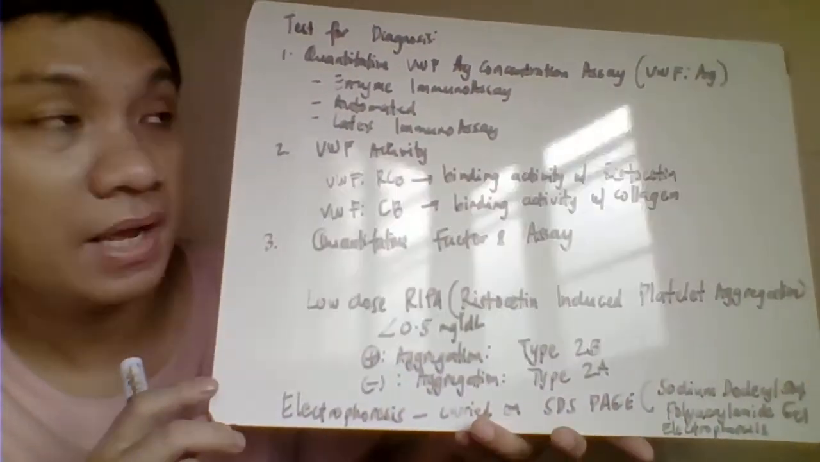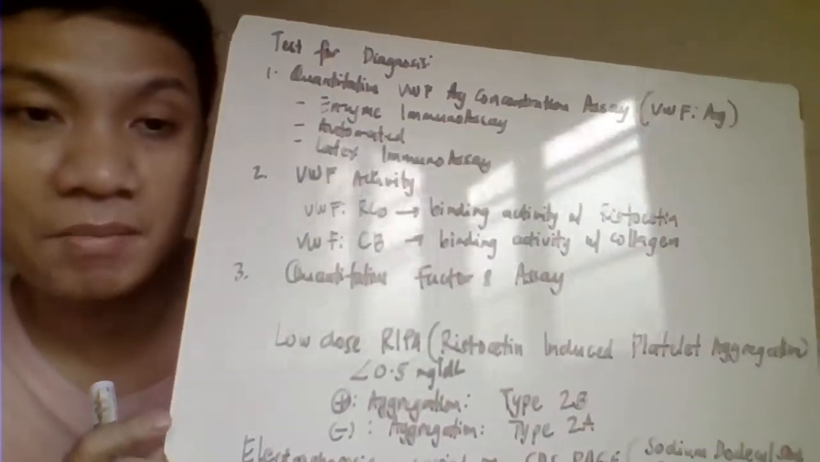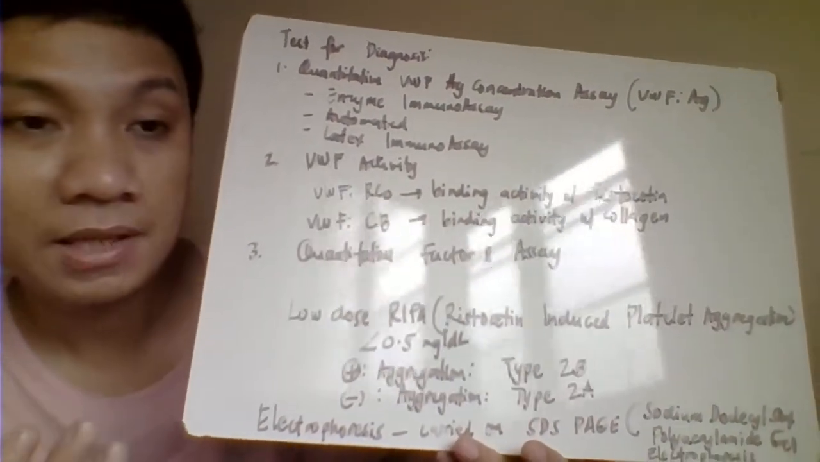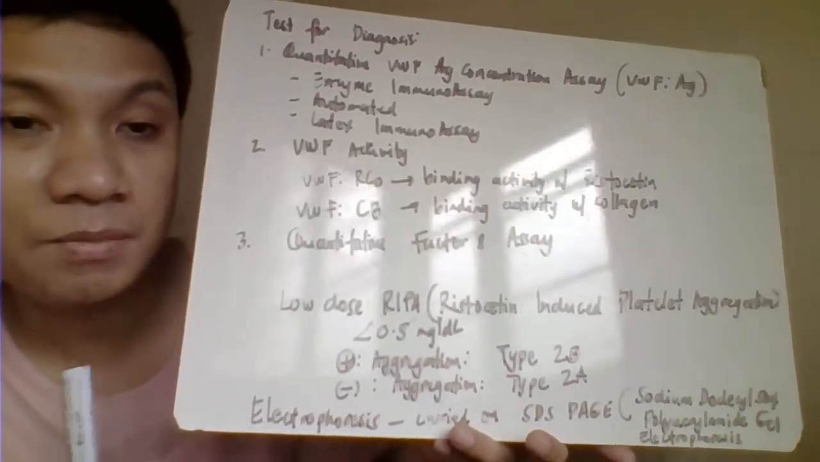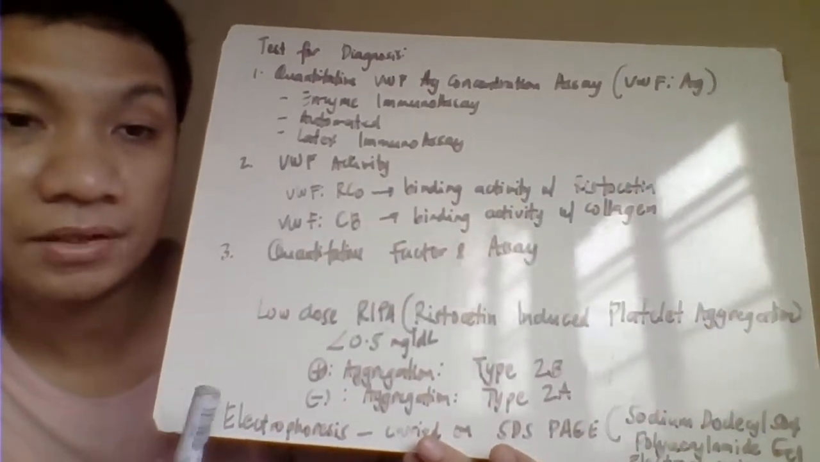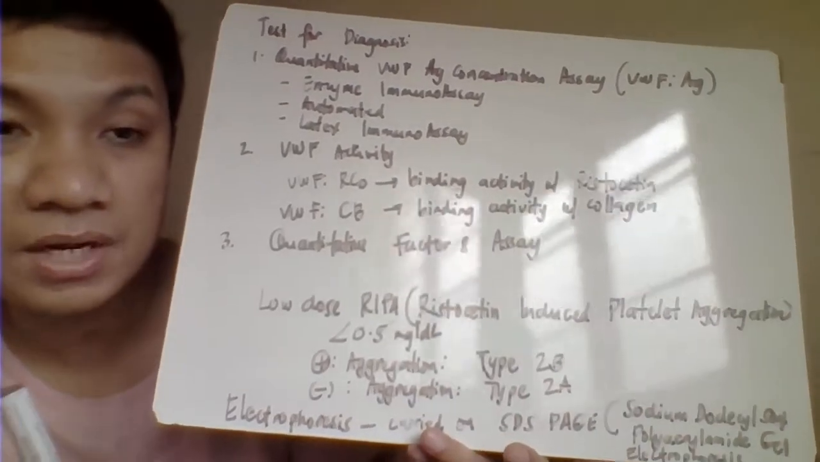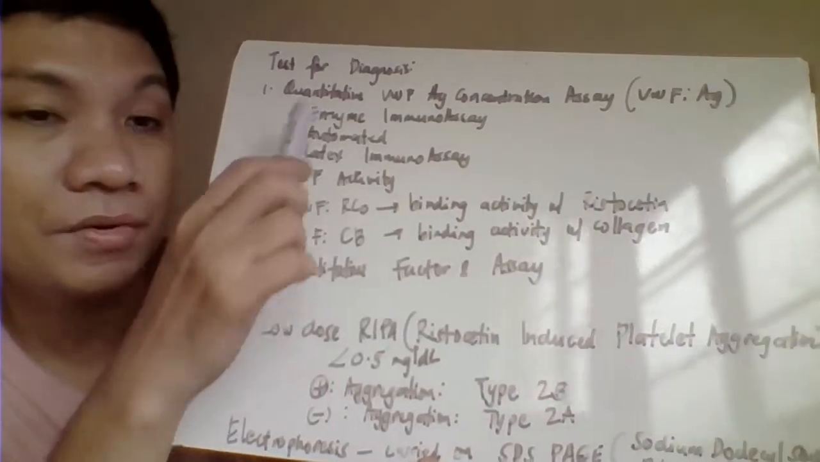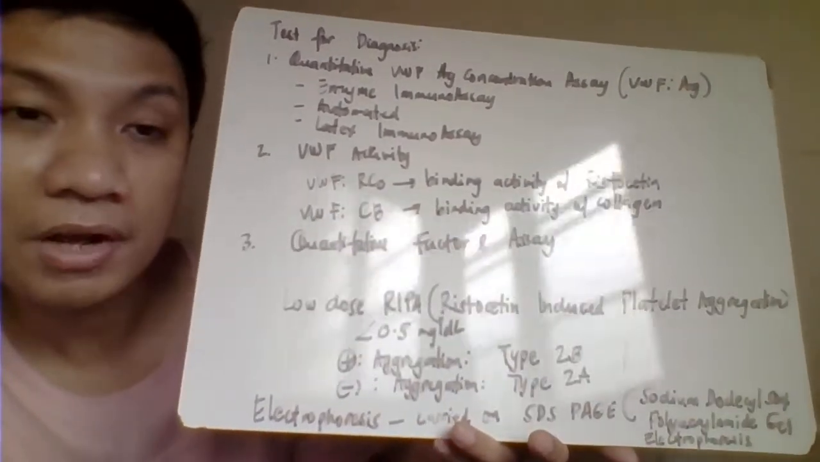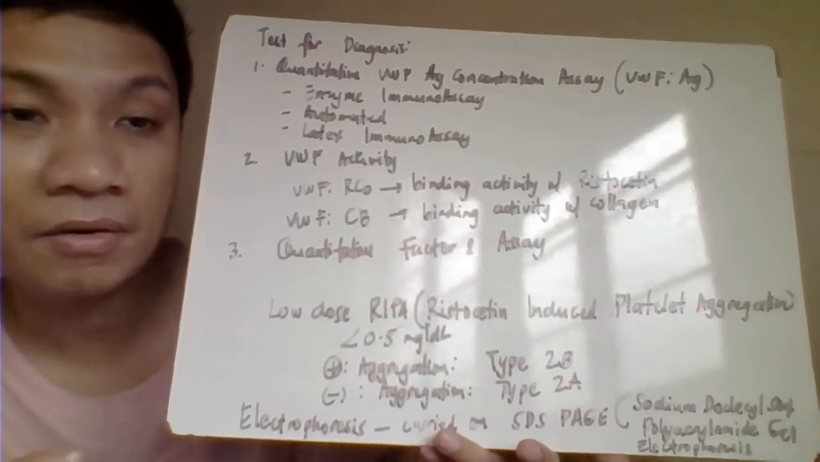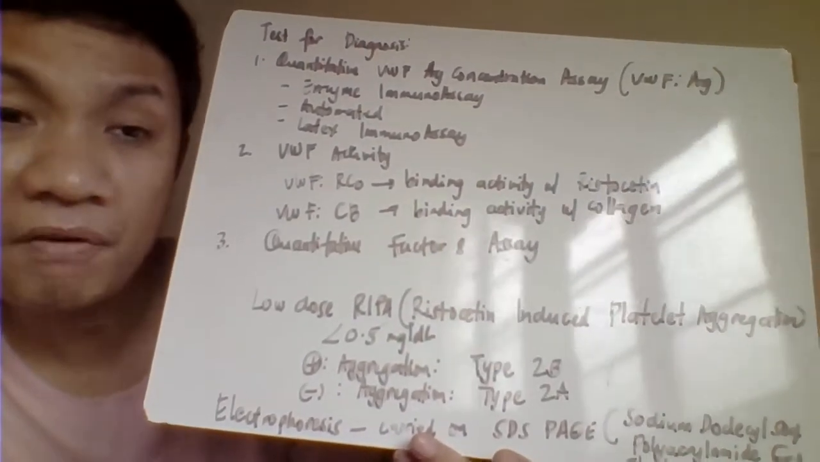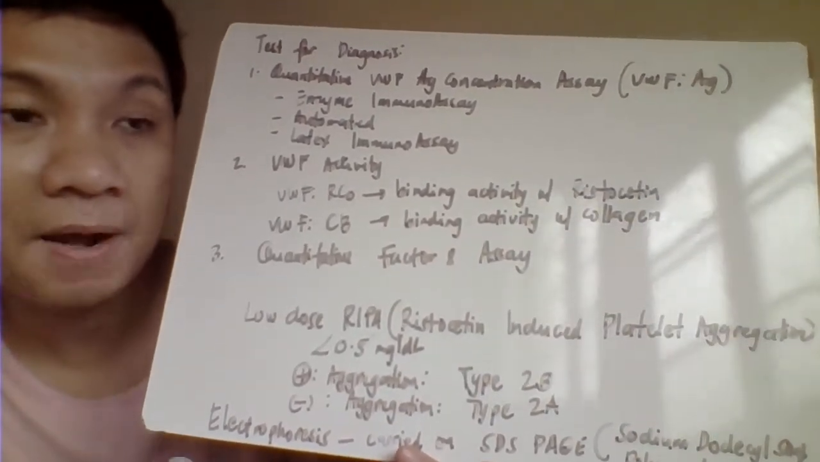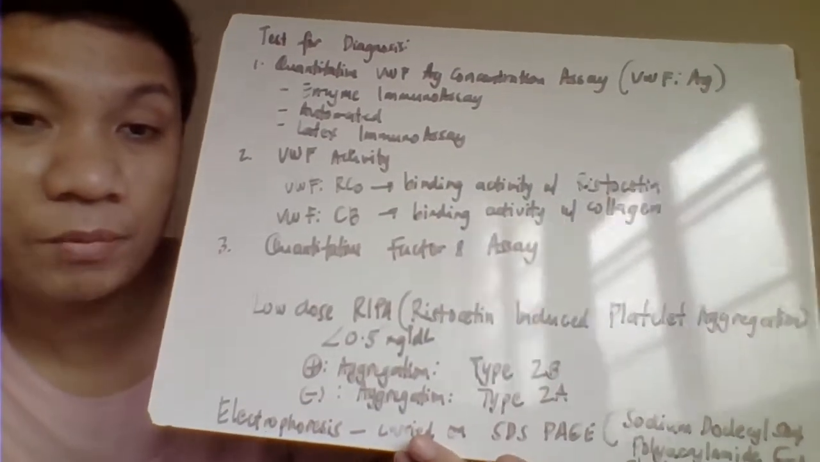Okay, then we have here the different tests, okay, that we perform in order for us then to classify kung type 1 ba siya, type 2, type 2A, 2B, or type 3. Okay, so the first one, you try to perform here the quantitative von Willebrand factor antigen concentration. So again, pag von Willebrand disease, we're expecting that mababa ang concentration ni von Willebrand factor. How are we going to know here if mababa ang concentration ni von Willebrand factor natin? Then you determine the concentration ni von Willebrand factor. So pag mababa siya, then that's your diagnosis of your von Willebrand disease.